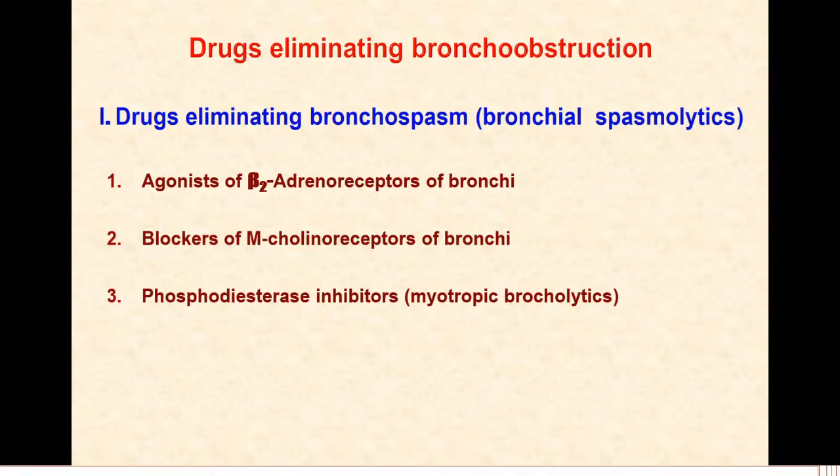Blockade of M cholinoceptors causes decrease of cGMP. That's why decrease of calcium. So we need either increase of cAMP inside the smooth muscle cell or decrease of cGMP. And first group, agonists of beta-2 adrenoceptors, increase cAMP and via this mechanism cause decrease of calcium. Second group decreases cGMP concentration and via this mechanism causes decrease of calcium.